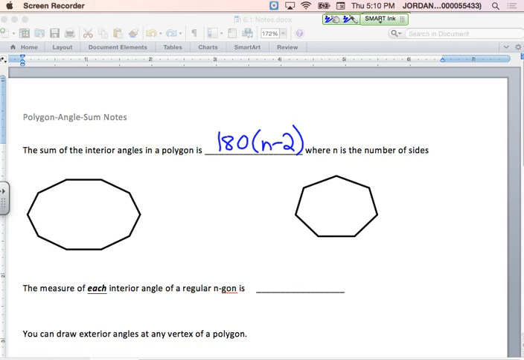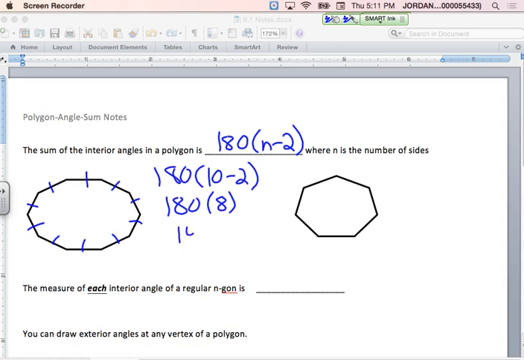So right here, for example, on this polygon, we count 1, 2, 3, 4, 5, 6, 7, 8, 9, 10. Our formula tells us to do 180 times the number of sides, which is 10, minus 2. So that's 180 times 8, which should give you 1440. That means the sum of all of these angles in here is going to be 1440. We don't necessarily know what each one of them is, but we know the sum is going to be 1440.